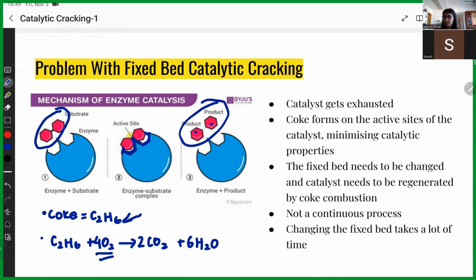But what happens is we have a formation of a substance we don't want, and it's called coke, and its chemical formula is C2H6. Now, coke kind of starts to get absorbed on the surface of the active site or the catalyst, and it causes a blockage of the active sites so that the crude oil can no longer touch the active sites. And you can see how this reduces the catalytic effects and the performance of the catalyst, because if it can't touch the active site, it can't perform as a catalyst.